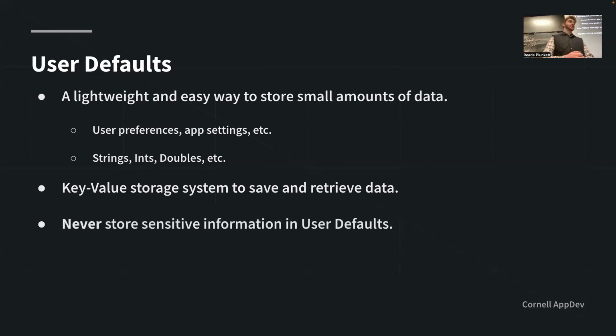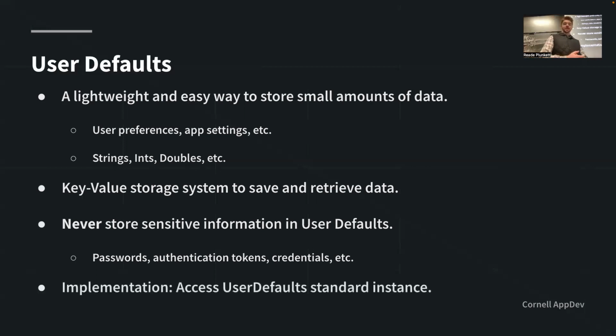Something really important to note is that we should never store sensitive information in user defaults. The reason is that any data you put into user defaults is not encrypted. If you store things like passwords, authentication tokens, credentials, credit card numbers, theoretically, any hacker that gets your phone can access that data. So it's never a good idea to store sensitive data in user defaults.